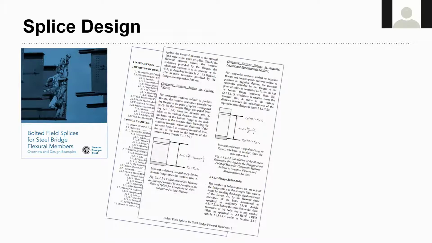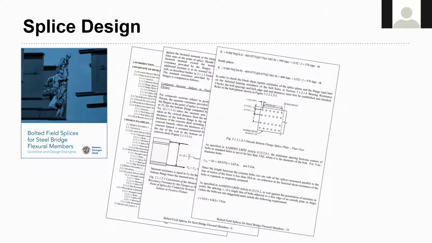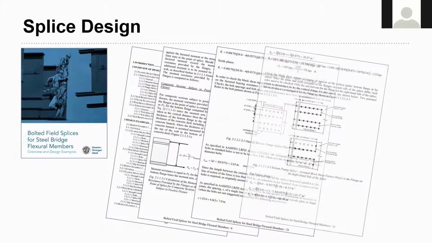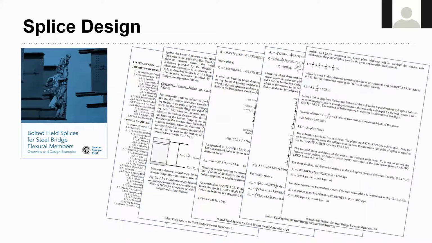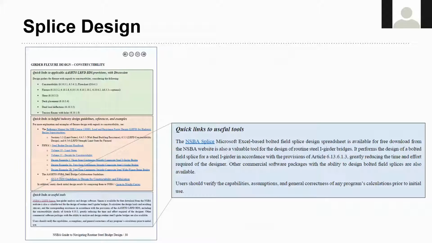But you can see it walks through and gives you information on the calculations associated with the design of a field splice, and then provides some example calculations as well, walking through each of the design checks that are needed. That's a pretty good resource, I think, and gives you a lot of information with regard to how to perform these calculations. But maybe I don't want to do the calculations by hand, or maybe it's good to know those calculations by hand. What's this quick links to useful tools?